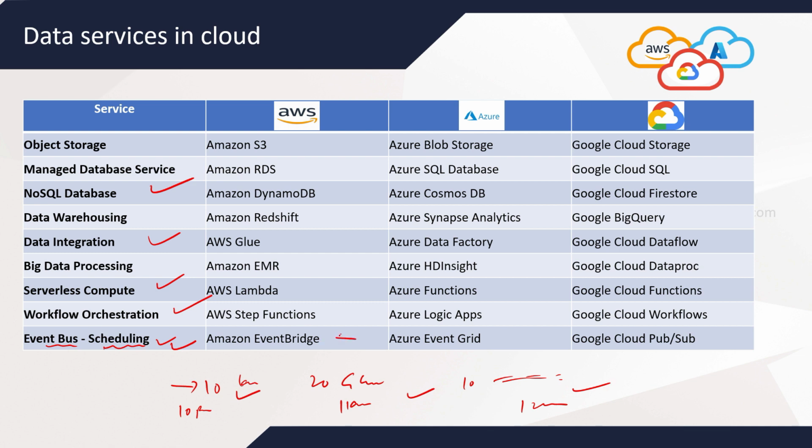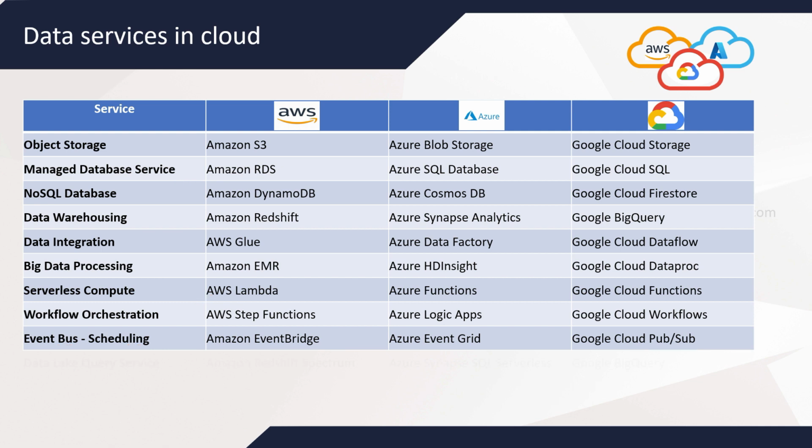Okay, so EventBridge is the service in AWS, and Event Grid is the Azure service, and Cloud Pub/Sub or Cloud Scheduler on the GCP side. So these are some of the services which are very primarily used in any of the data engineering projects.